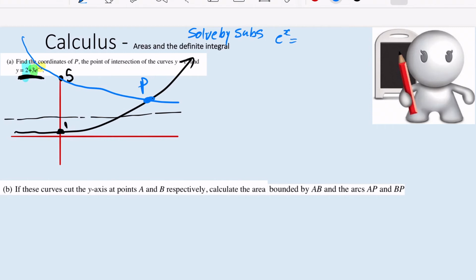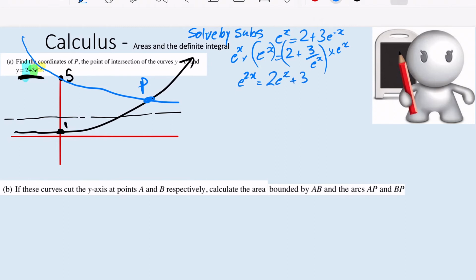e to the power of x equals 2 plus 3e to the negative x. e to the power of x equals 2 plus, well, using my knowledge of index laws, that's going to be 3 over e to the power of x. Multiply everything by e to the power of x. We're going to get e to the power of 2x equals 2e to the power of x plus 3. Move everything to one side. e to the power of 2x minus 2e to the power of x minus 3 equals 0.